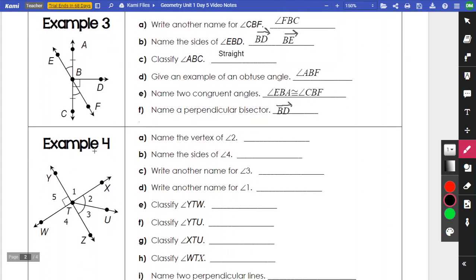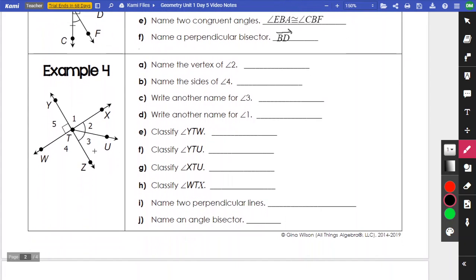All right, that's all I've got. So I'm going to have you run through example 4 here and then bring your questions to class tomorrow.